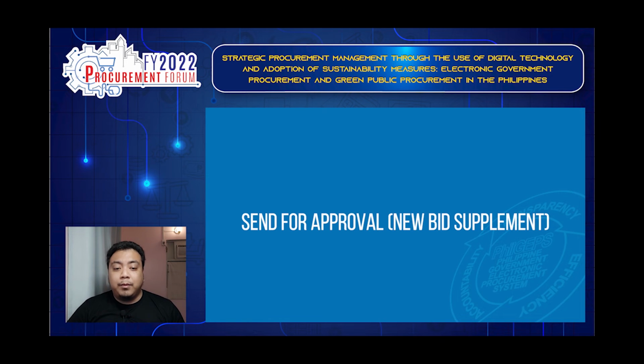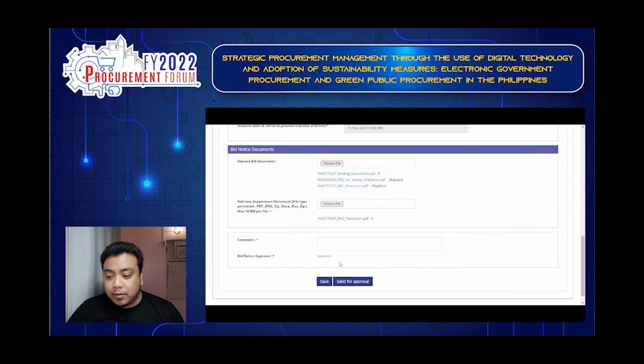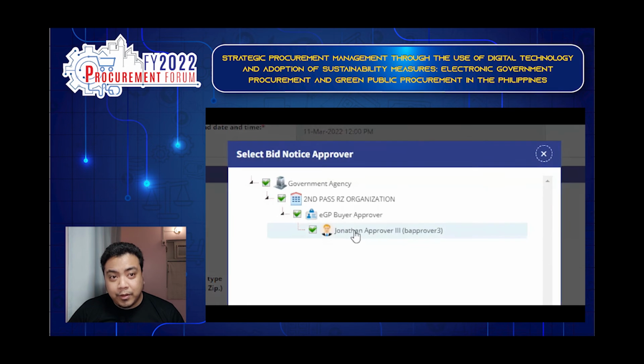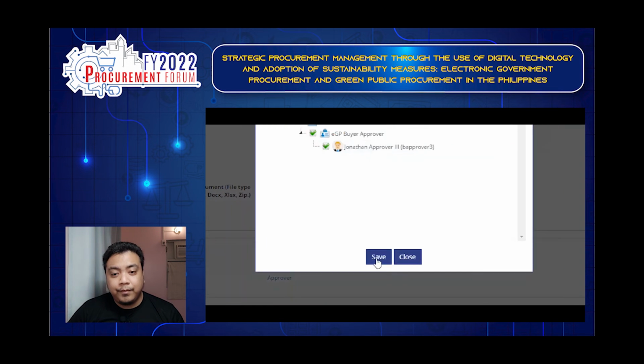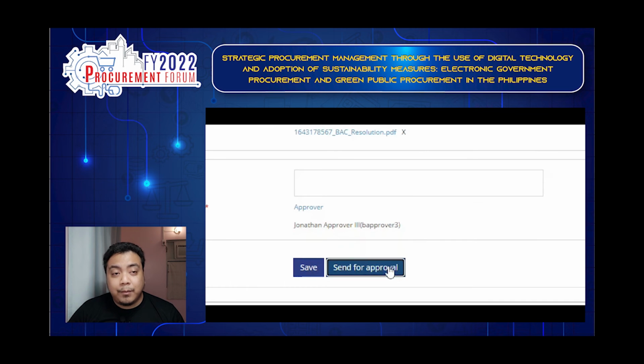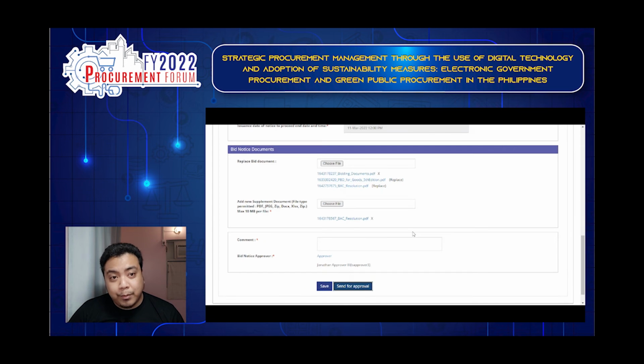Then, send for approval for the new bid supplement. So, we need an approver. So, just click the link approver, then select the approver. Then, click save. Then, the approver will be notified after we click the send for the approval.